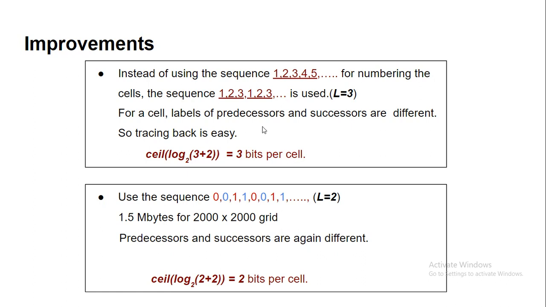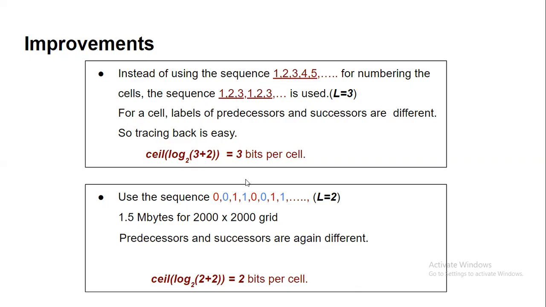In the previous method, the number of bits per cell depended on m and n, because L was actually m + n-1. But here L is always 3, whatever the size of the grid is. So 2000 by 2000, 4000 by 4000, doesn't matter, only 3 bits per cell.